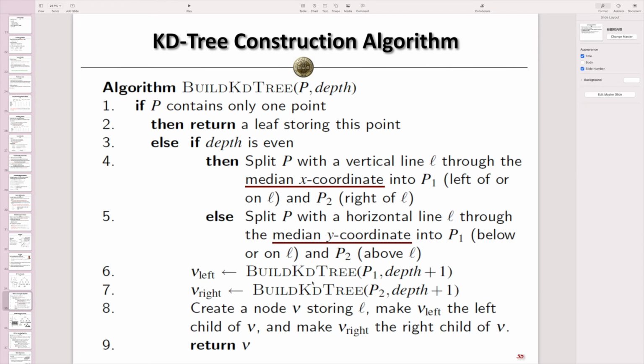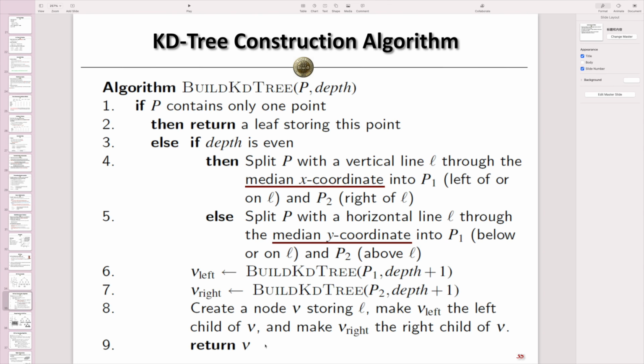We use the two KD trees returned by these two calls as the left child node and the right child node. Here we further create a node V storing the splitting line, which will be the internal node. We attach the left child and right child to this node V, and we return V as the result of the function call for this depth. Alright, so this is the KD tree construction algorithm.